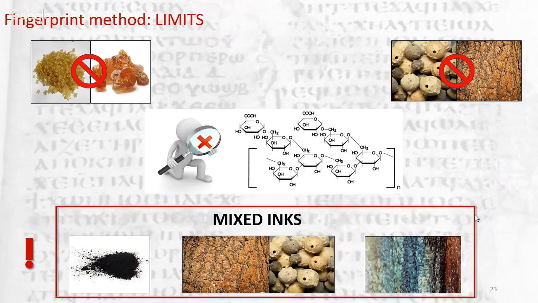This is a very big limit, especially when it comes to mixed inks. Why? Well, because if we have a mixed ink that mixes carbon and a metallic salt, then we are still able at least to see, well, we can see the carbon and also the metallic components in the salt.